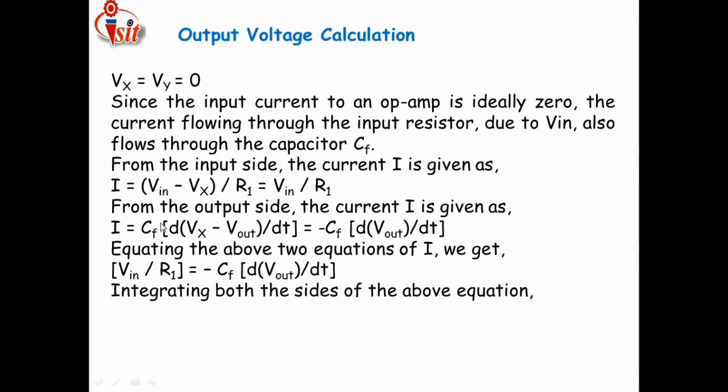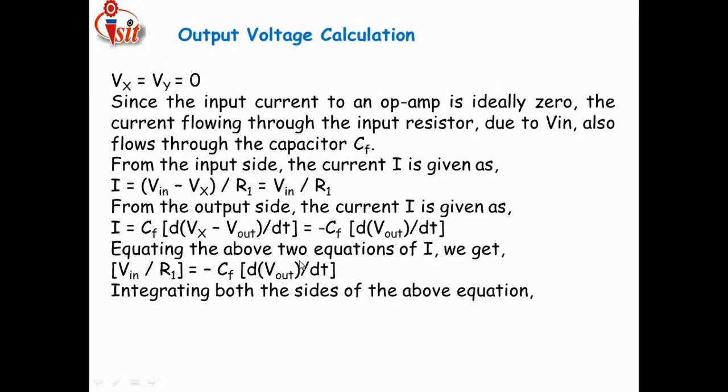We know very well that Vx is equal to 0 from this equation. By putting that 0 value here, what we get is minus Cf dVout divided by dt. That minus sign came into the picture because the input signal for the integrator is applied to the inverting terminal of the op-amp. For that purpose the negative sign came into the picture.